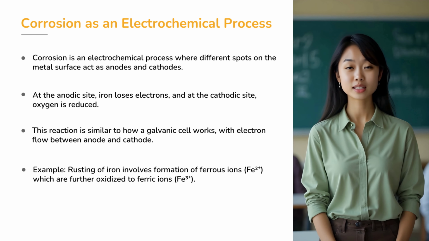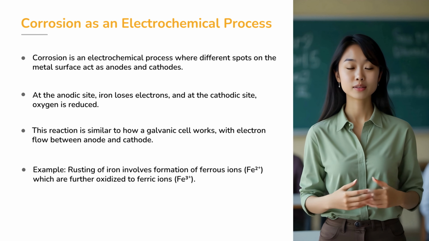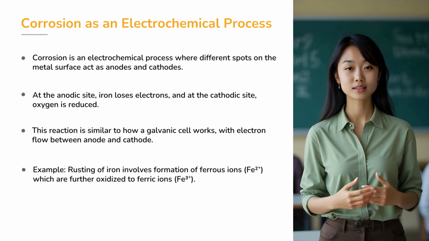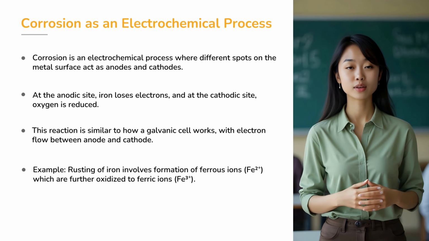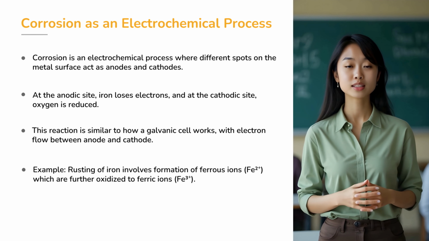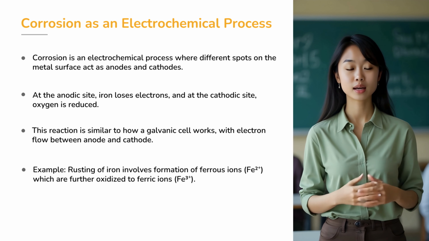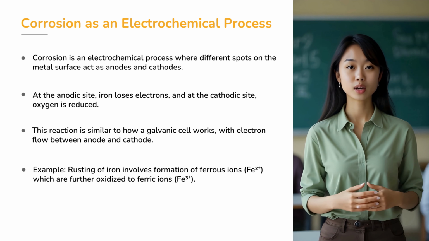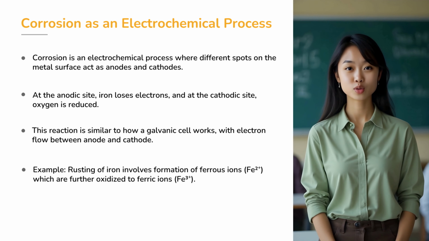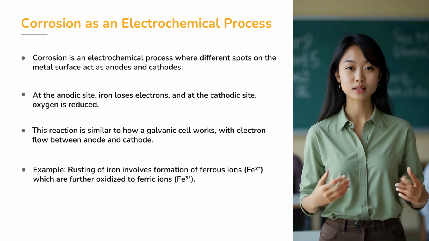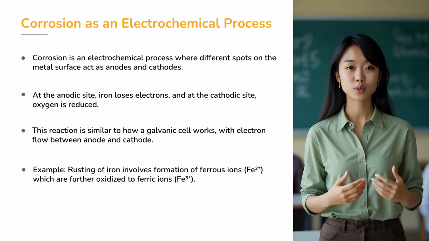Now, let's dive a little deeper. Corrosion behaves like an electrochemical process. Imagine the metal surface divided into tiny regions, with some areas acting as anodes and others as cathodes. The electrons that are lost at the anode travel through the metal, causing corrosion to spread. At the cathode, oxygen is reduced, further accelerating the rusting process.